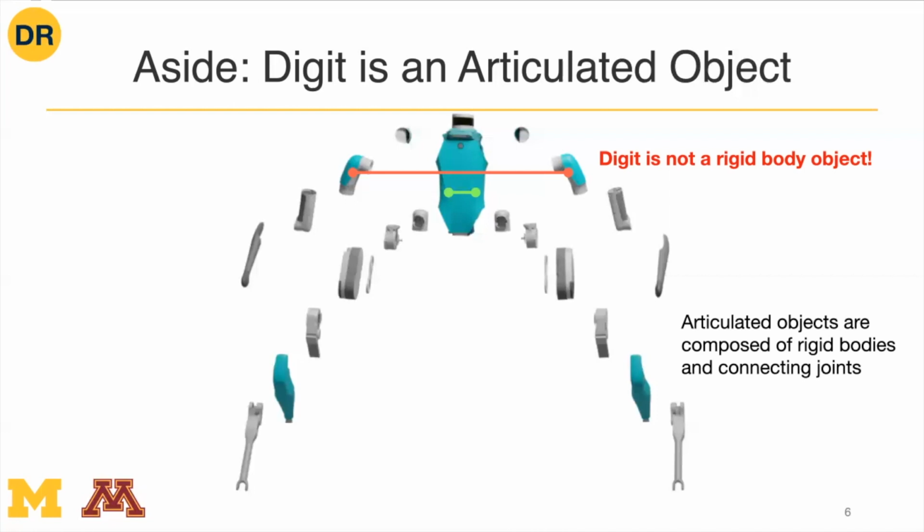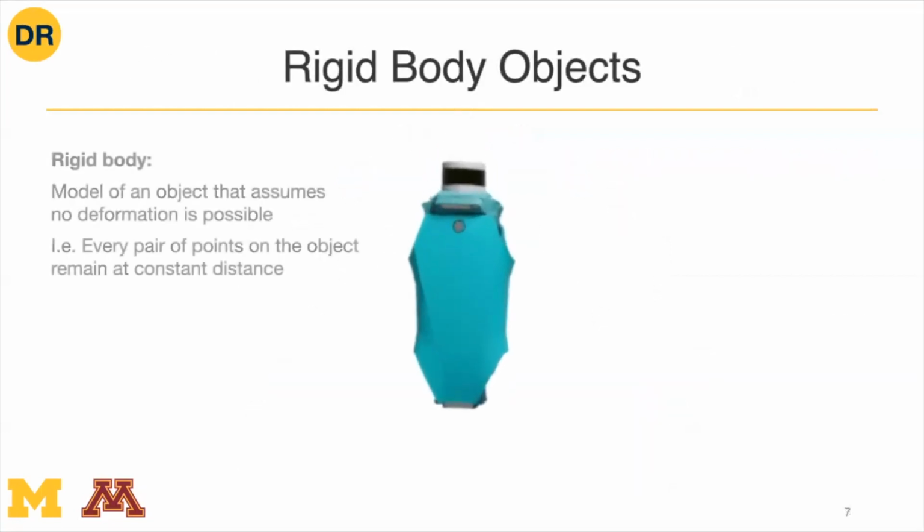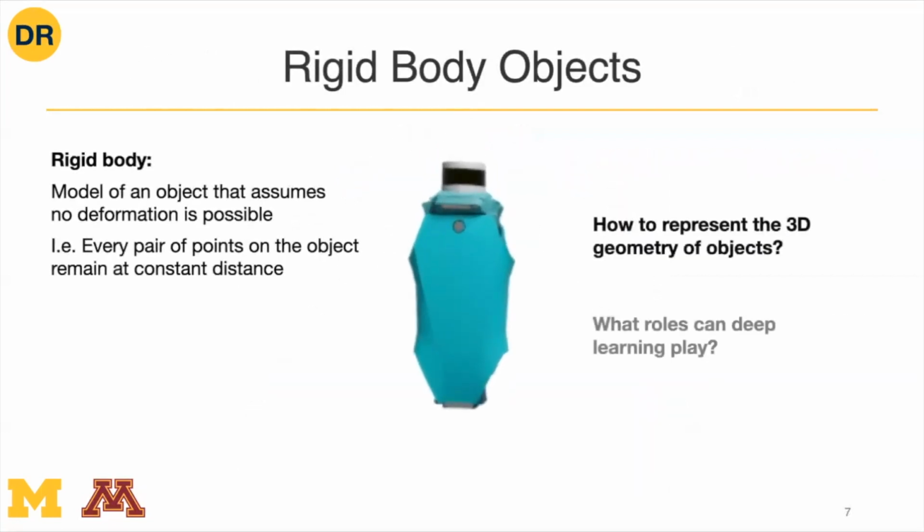But in this lecture and in this discussion, what we're going to be focusing on is just rigid body objects. So let's take an example of an actual rigid body object, which is the torso of the Digit robot. So the torso of Digit is one of the specific links within the overall robot, and we'll use it as a motivating example going forward.